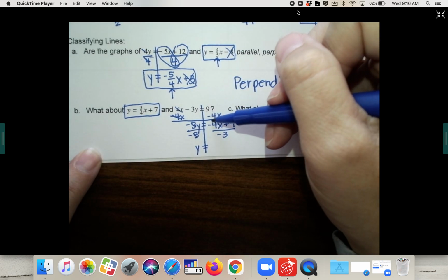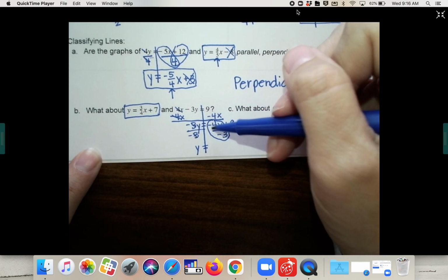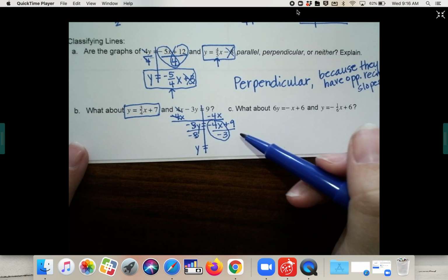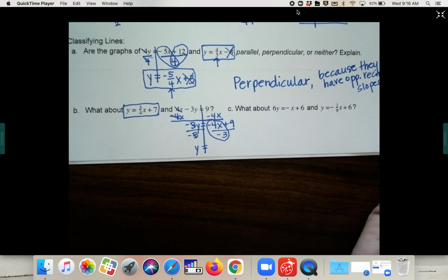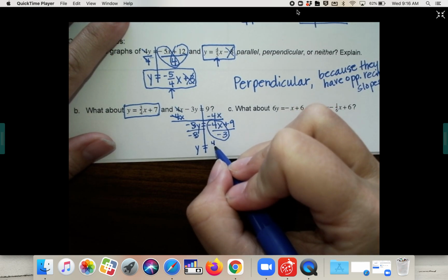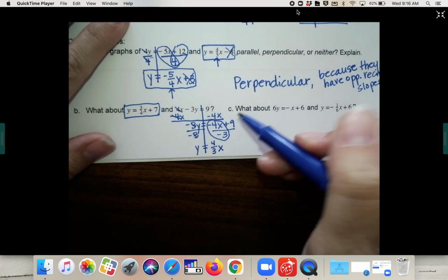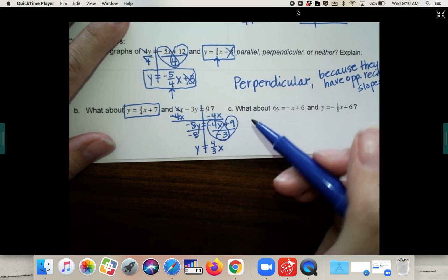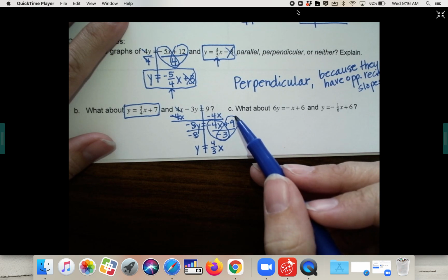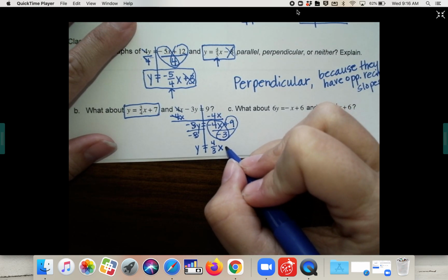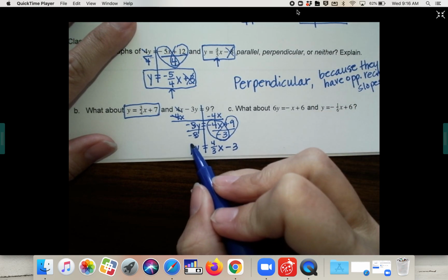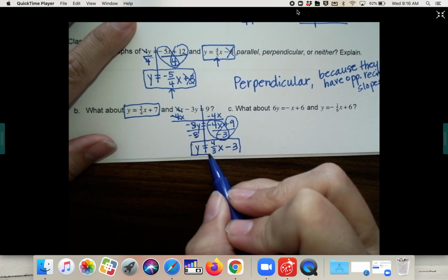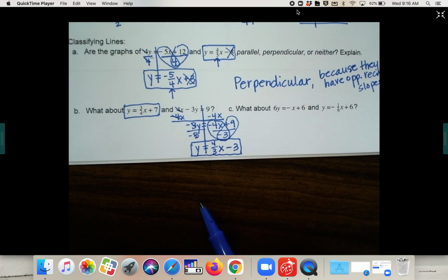Okay, divide each term. A negative divided by a negative is going to make this positive, but I'm still going to just leave it 4/3 x because that does not divide out nice and neat. However, 9 divided by negative 3 comes out nice and neat. 9 divided by negative 3 is negative 3, so minus 3. Okay, now we have two equations that we can look at the slopes.